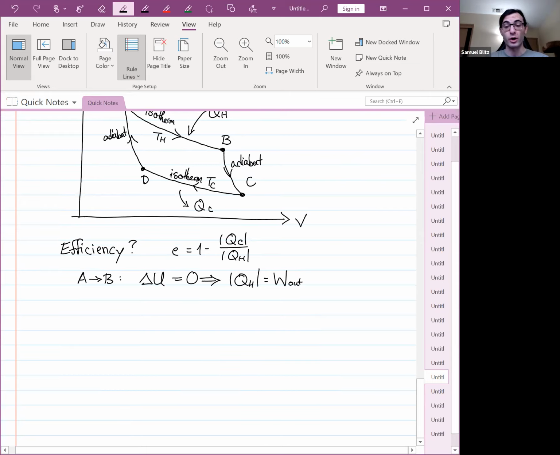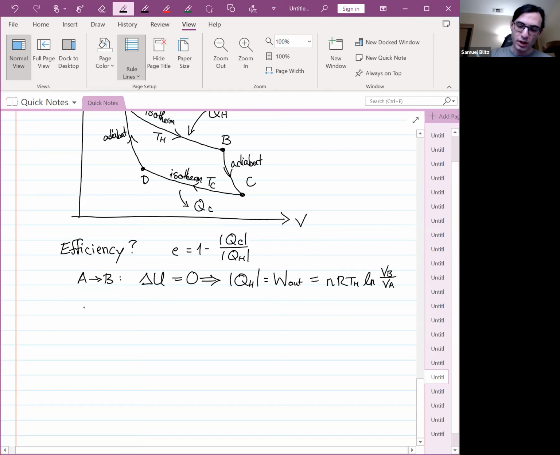This is not all of the work done by the cycle, it's just the work for that isotherm. But we know how to compute the work for an isotherm. I'm not going to rederive it again, I'm just going to use the formula. It is nRTH in this case, because that's the hot temperature, times the log of VB over VA.